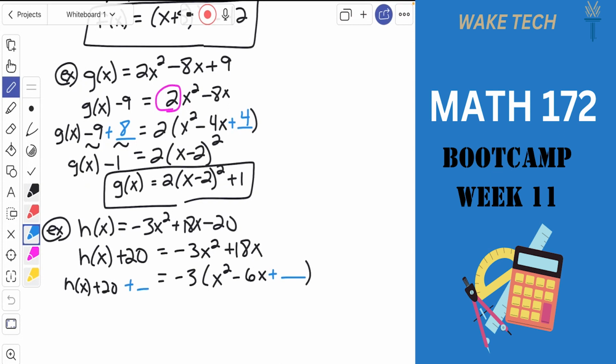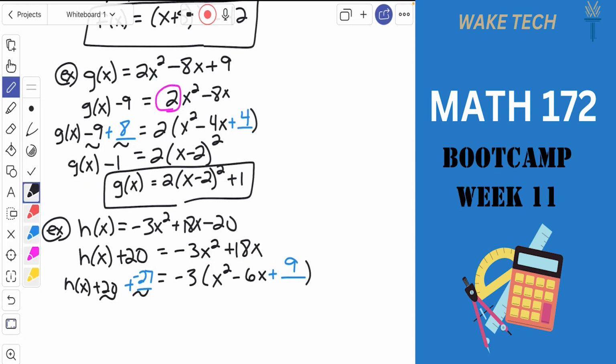To get that new term, we'll take half of -6, that's -3, and square it to get 9. On the left side, we have to add exactly what we just added on the right side. And on the right side, we're really adding -3 times 9, which is -27. So that's what we've got to add on the left side too.